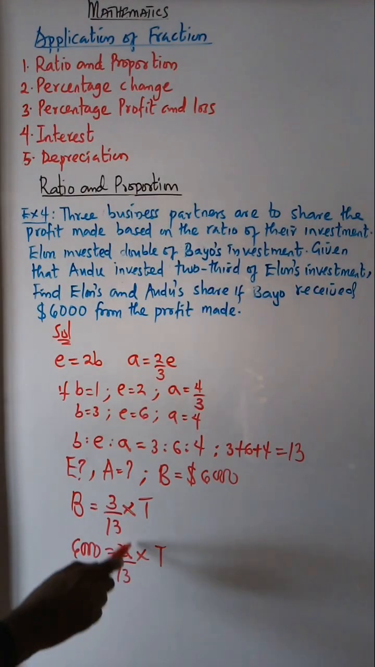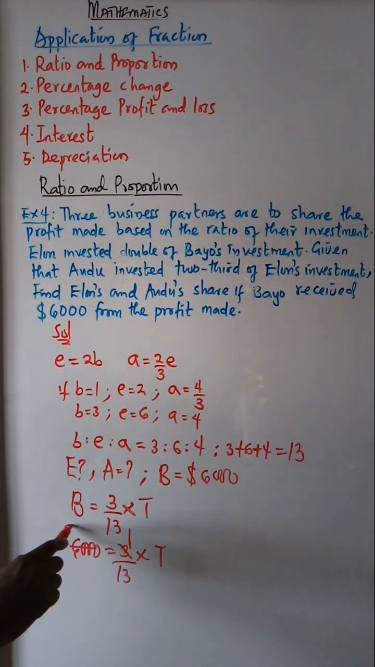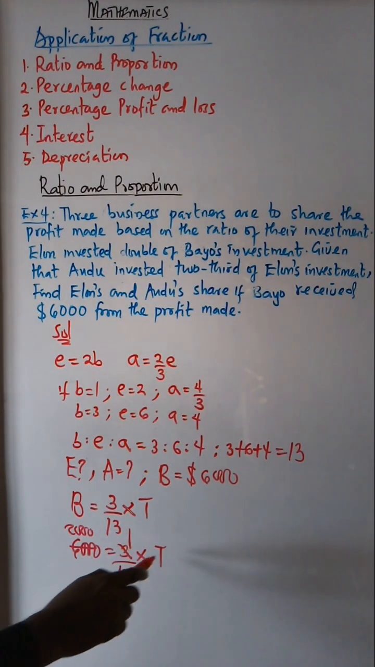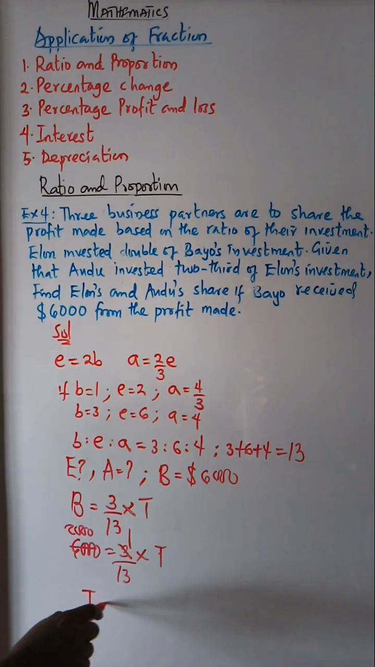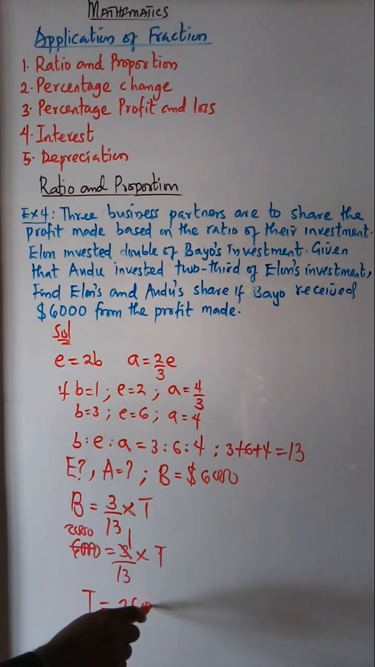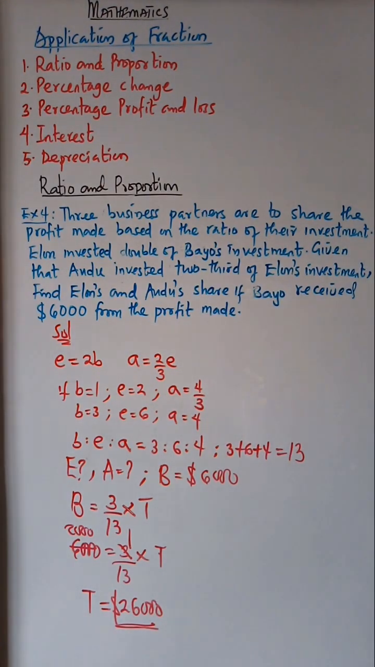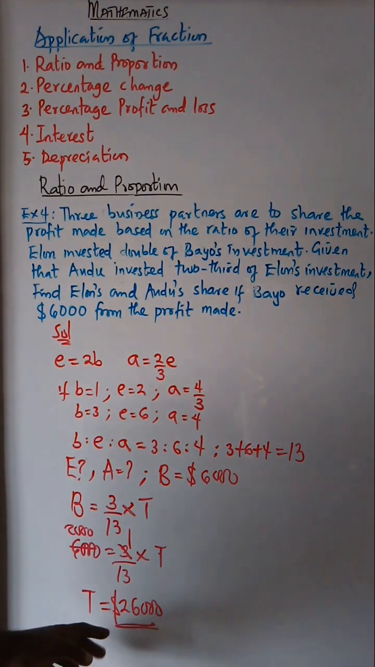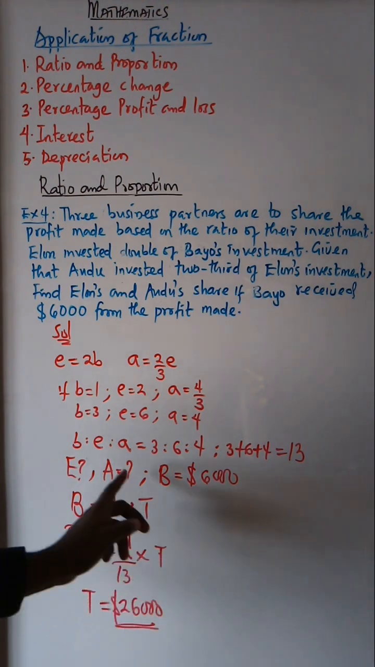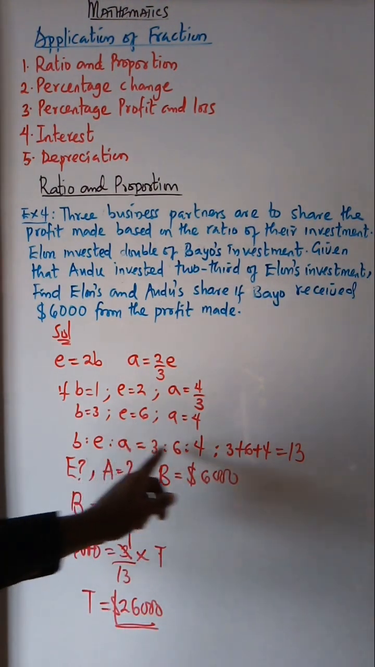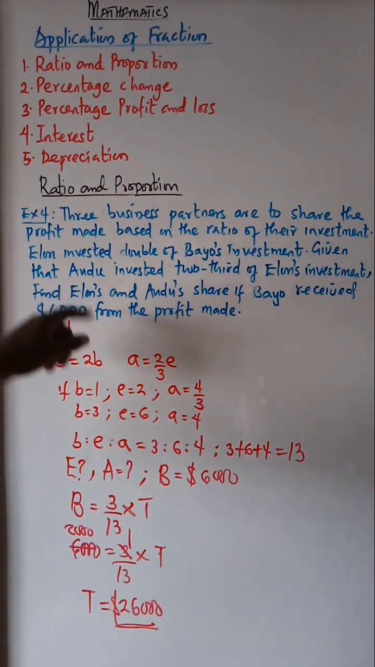3 here, 1, 3 here will give us 2,000. It is allowed in mathematics. T times 1 is T. 13 times 2,000 will give us what? 26,000. So it means the profit made at this particular instant is $26,000. We've gotten the total profit. We've gotten the ratio. Then we can now get Elon's and Audu's shares.